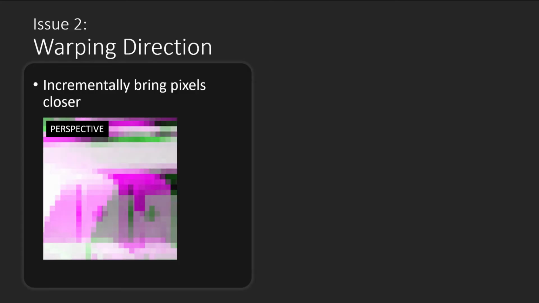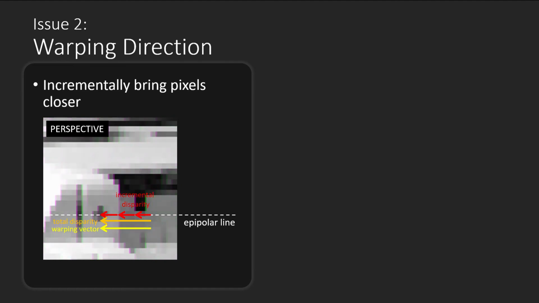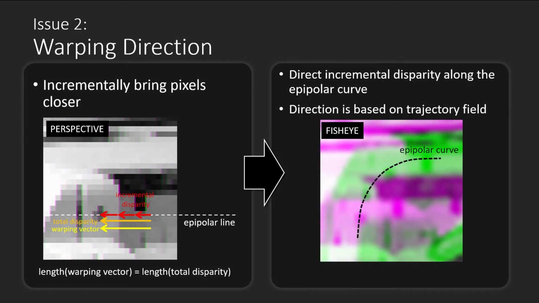The second issue that we need to address is the warping direction. The warping technique incrementally brings pixels together and is often employed to handle large pixel displacement. In the perspective case, each iteration converges to the optimum disparity. The direction of the initial disparity is indicated by the direction of the epipolar line. At the optimum solution, the final warping vector is equivalent to the total disparity. This is not the case with fisheye images.